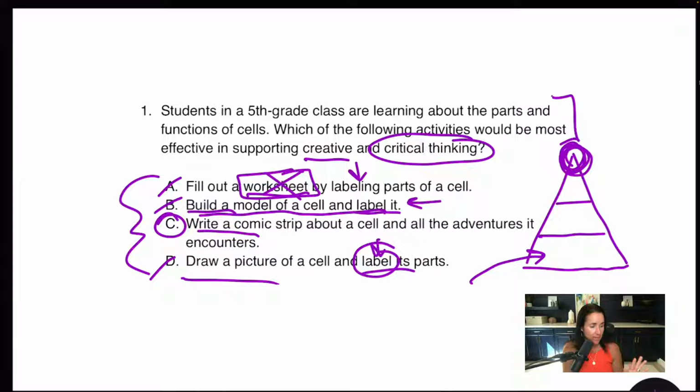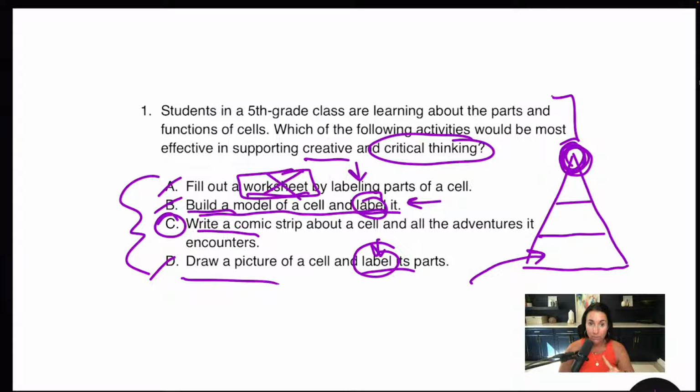Do we use worksheets? Yes. I am not dogging worksheets either. I'm talking about this exam. In a perfect world, we would never use a worksheet, but of course we use worksheets in real life. But on this test, bad word. Building a model of a cell, you might say, well, that's creative. That's critical thinking. It's not critical thinking if we're labeling it.